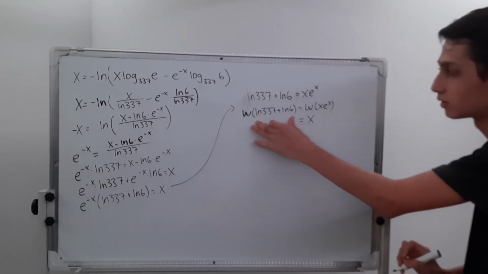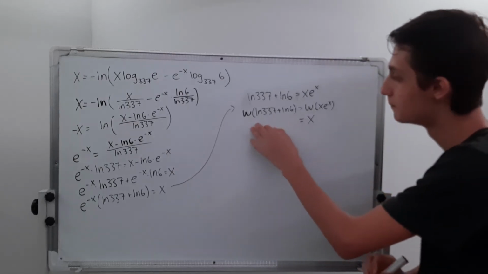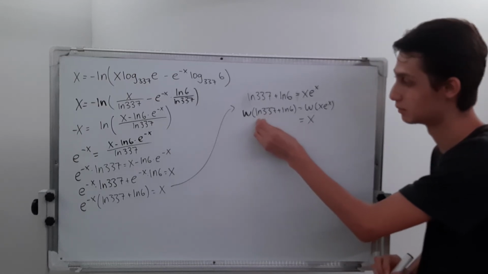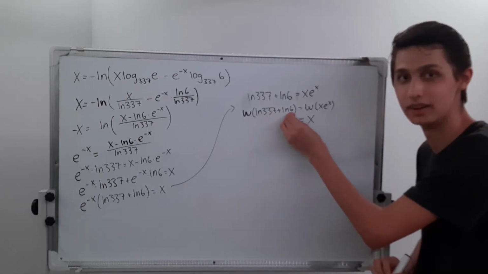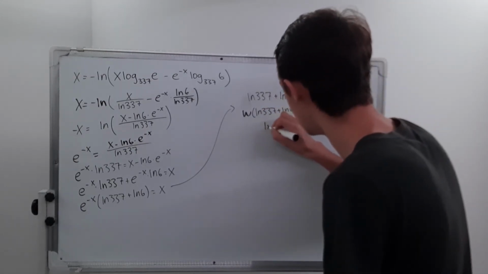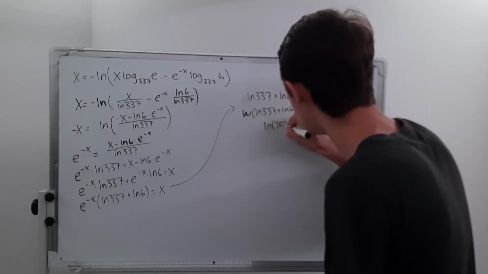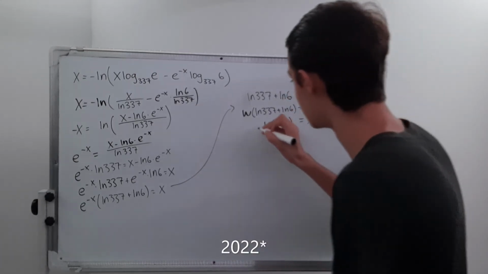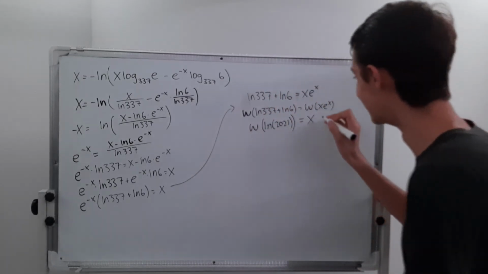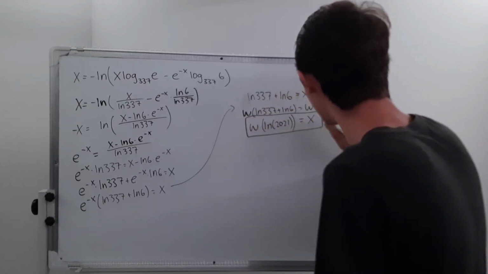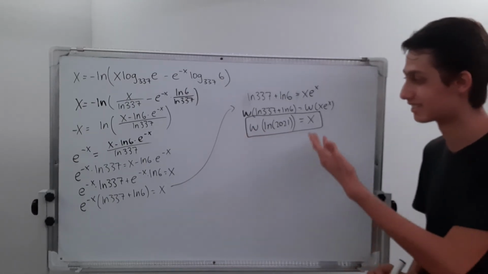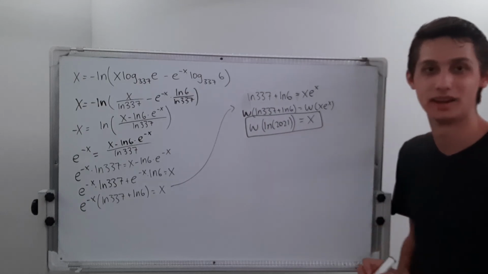And first off, I just want to condense this. If we want to combine this, it's going to be the natural log of 337 times 6. If you work that out, that actually becomes ln of 2021, okay? And then we have that this is W of that, and that is equal to x. And that's our final answer. After a ton of work, actually it wasn't too bad, but we made some great progress, and so the answer to this problem is W of ln of 2021.